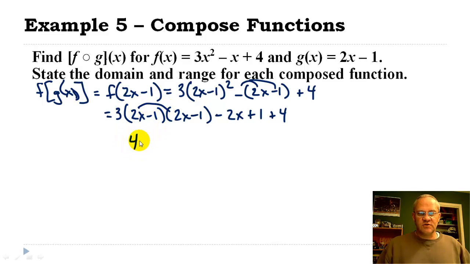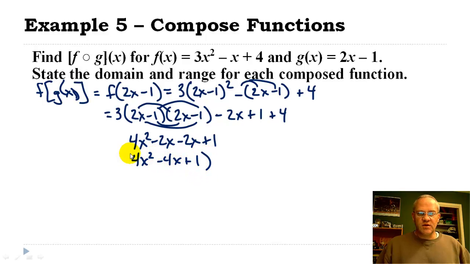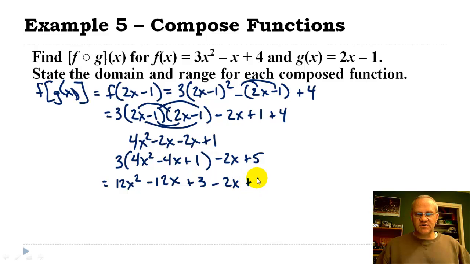2x times 2x, 4x squared. 2x times the negative 1, negative 2x. Negative 1 times 2x is another negative 2x. Negative 1 times negative 1 is plus 1. We'll combine those like terms there. So this is really 4x squared minus 4x plus 1, all times 3. And then, of course, don't forget about this stuff here. It's still minus 2x. I'm going to combine 1 plus 4 is 5 there. And then distribute the 3 here. So this is going to end up being 12x squared minus 12x plus 3 minus 2x plus 5.